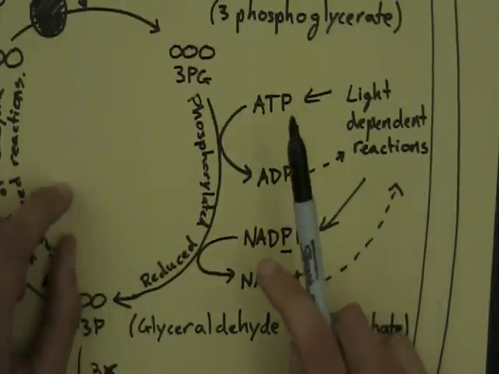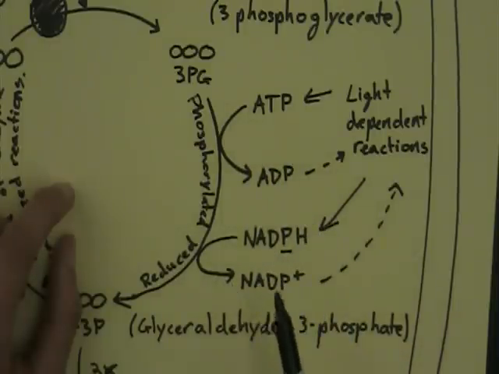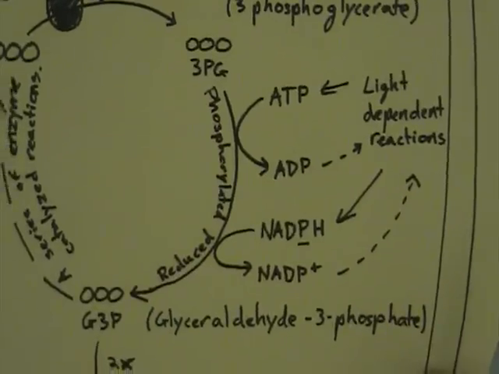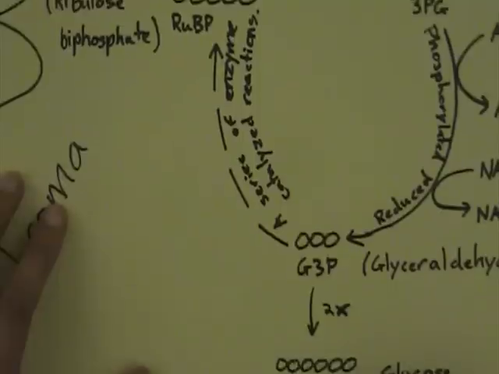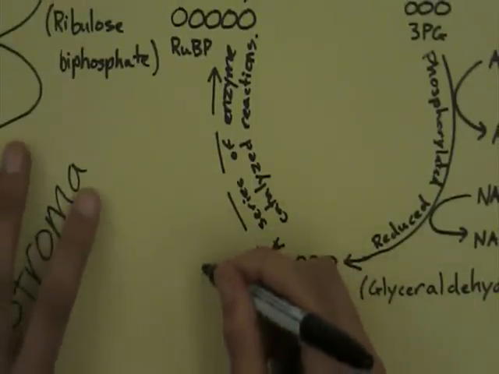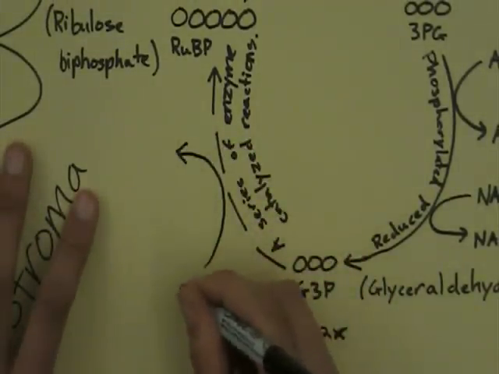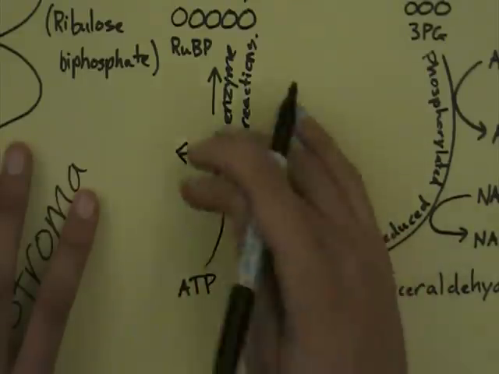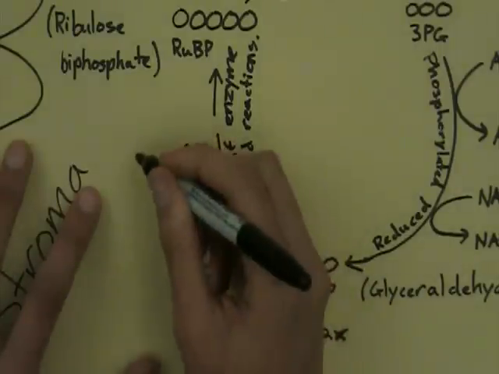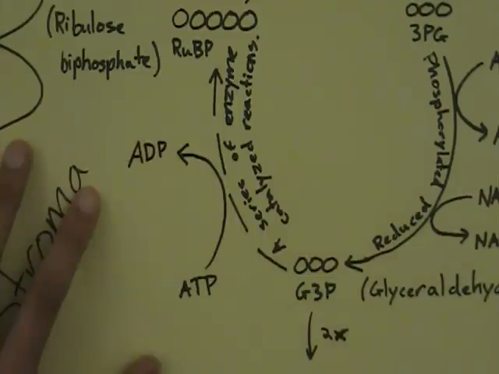So you can see here ATP being converted to ADP and NADPH to NADP+. We also need to use some more ATP in order to regenerate the RuBP. So again, these series of reactions here require ATP to be used up to phosphorylate these molecules, make them reactive, and those are converted back into ADP.